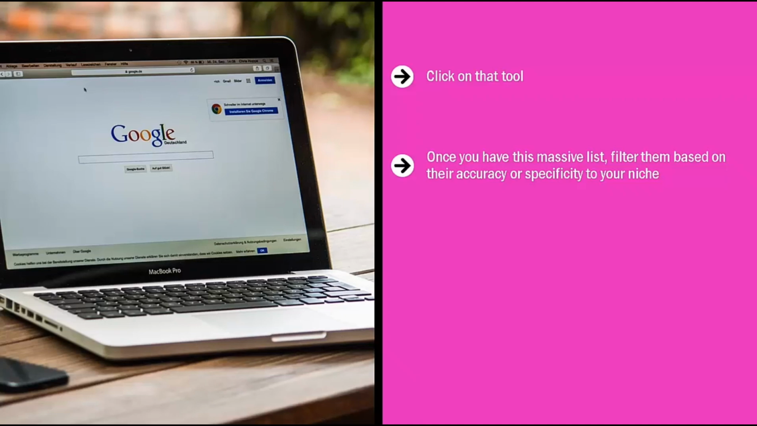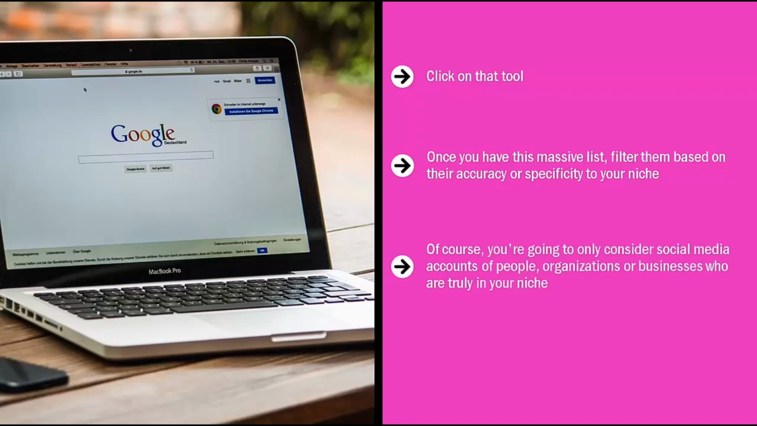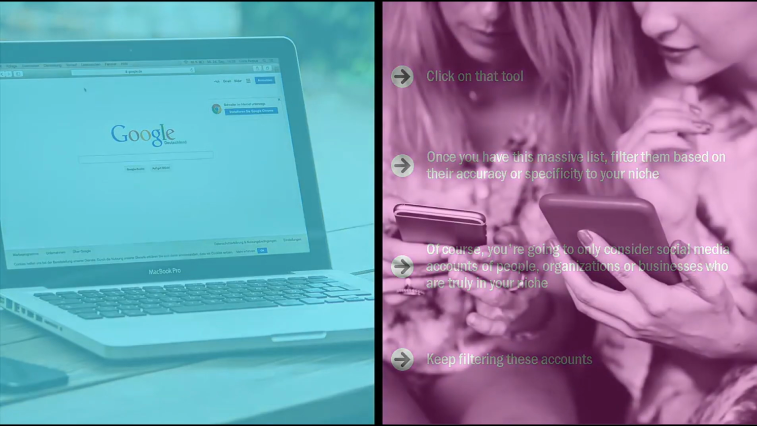Once you have cleaned up your keyword list, use these on Facebook or Twitter to search for social media accounts that target these keywords. Of course, you're going to only consider social media accounts of people, organizations, or businesses who are truly in your niche. You can tell by the way they describe themselves whether they are in your target niche. Keep filtering these accounts. At the end of this long process, you should have a nice, clean list of social media accounts of your niche-specific competitors. These accounts can be on Pinterest, Instagram, Twitter, Facebook, YouTube, you name it. The longer your list, the better.